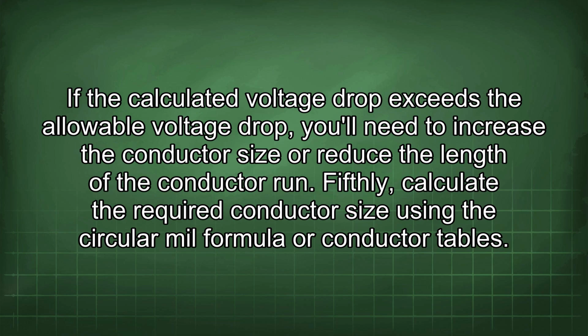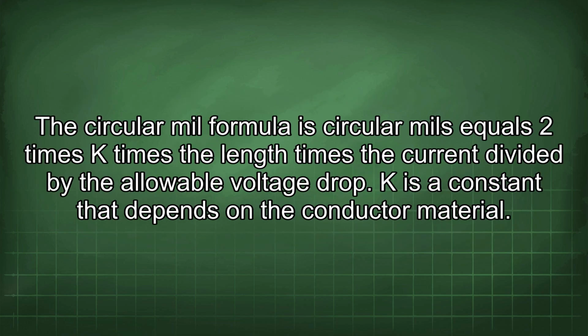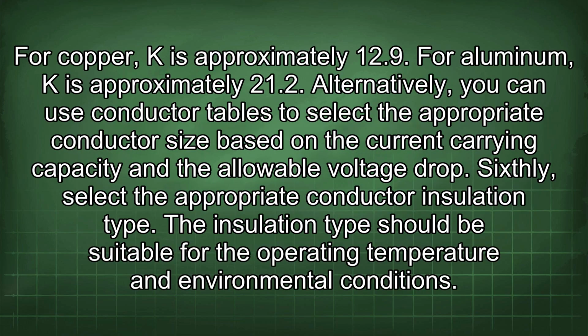Fifthly, calculate the required conductor size using the circular mil formula or conductor tables. The circular mil formula is circular mils equals 2 times K times the length times the current divided by the allowable voltage drop. K is a constant that depends on the conductor material. For copper, K is approximately 12.9. For aluminum, K is approximately 21.2. Alternatively, you can use conductor tables to select the appropriate conductor size based on the current carrying capacity and the allowable voltage drop.